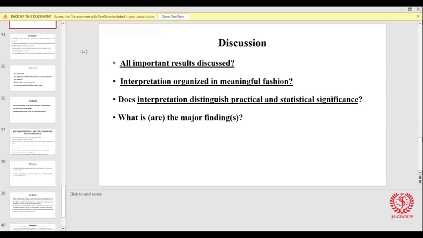Does the interpretation distinguish practical and statistical significance? Some research results may be significant at the 0.001 level, and it may be highly significant. The post-test comparison may be at the 0.001 level, but some association may be significant at the 0.05 level, the 0.01 level, or the 0.001 level. So highly significant, more significant, or just significant. We have to check at what level it is significant, and whether the researcher has mentioned all the levels of significance or not.